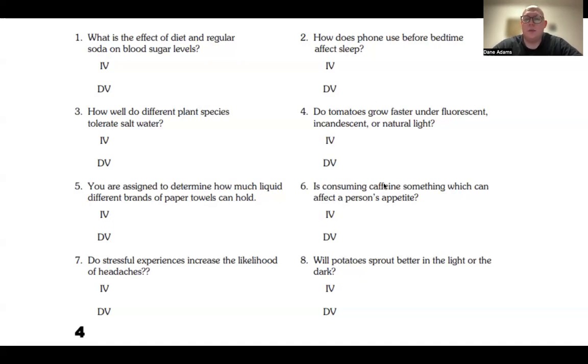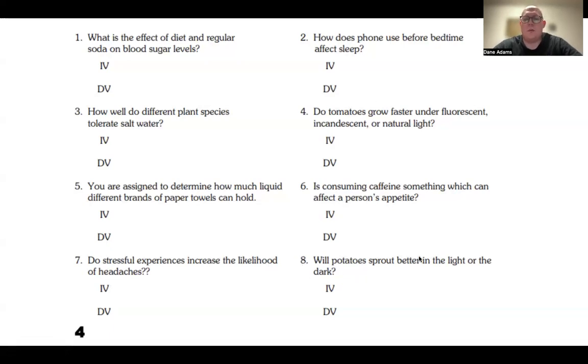Number 6, is consuming caffeine something which can affect a person's appetite? The thing that we're changing would be the caffeine consumption, so maybe how much caffeine you consume. The dependent variable would be the thing that responds to that, which is your appetite. Number 7, do stressful experiences increase the likelihood of headaches? Independent variable, the thing that changes, would be stressful experiences, how many stressful experiences. The dependent variable would be headaches, or the likelihood of getting a headache.